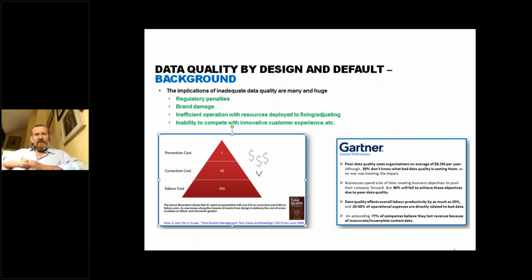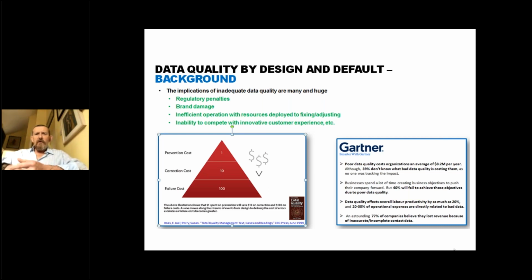You know all this already, but why are we focusing on data quality as a hot topic? Well, for various reasons. One, inadequate data quality has big downsides. Again, you'll all understand this, so I'm not going to labor the point, but clearly bad data quality, poor data quality, deficient data quality have downsides: regulatory penalties, obviously, brand damage, obviously, and lots of inefficiencies.